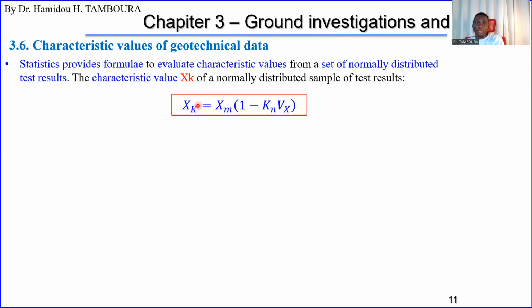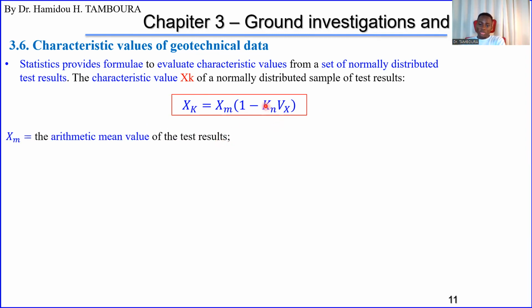This xk is the characteristic value. So xm is the mean value, the arithmetic mean value of the test results. It means if you have two lab tests or two field tests, you make an average, the mean of the four results you have, okay?